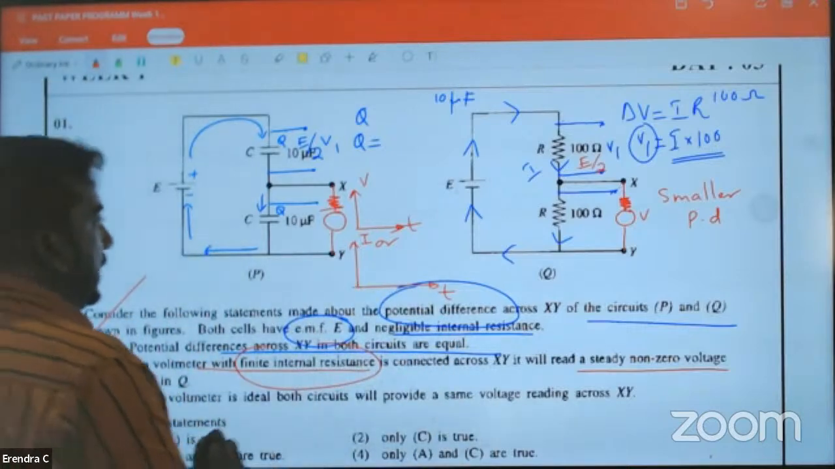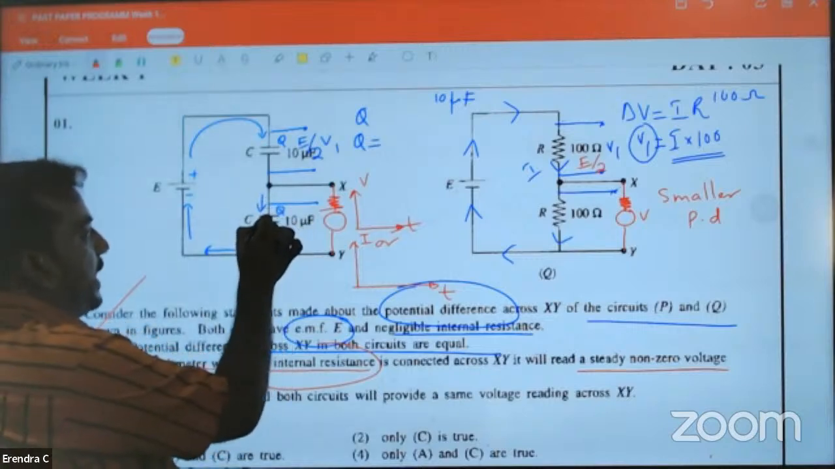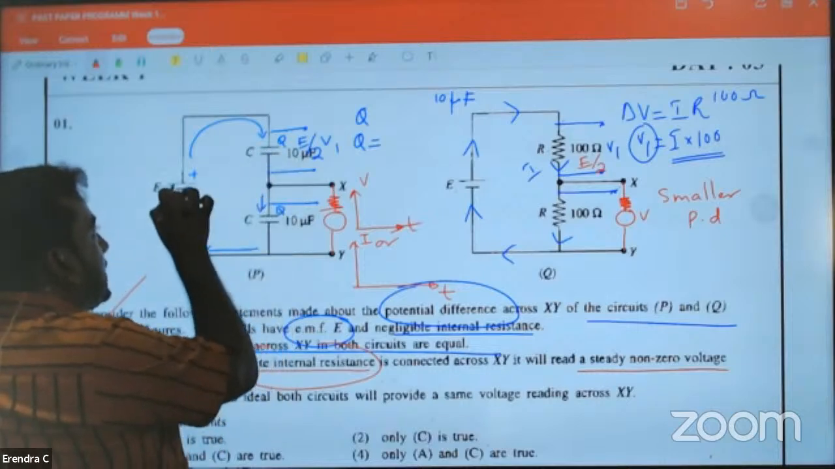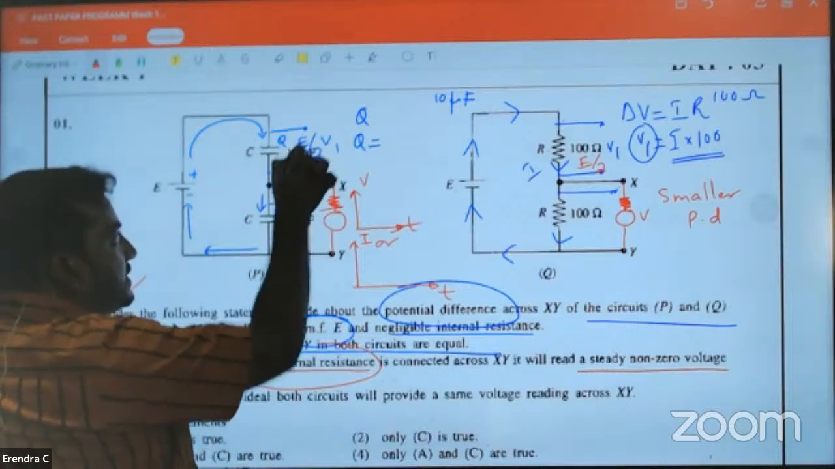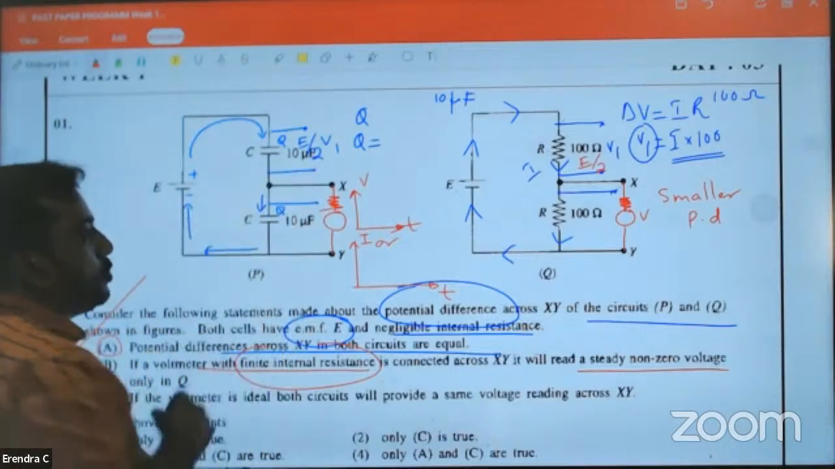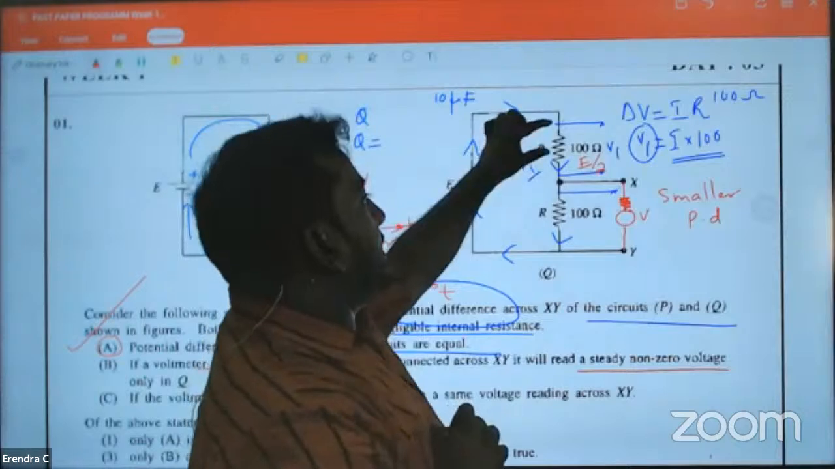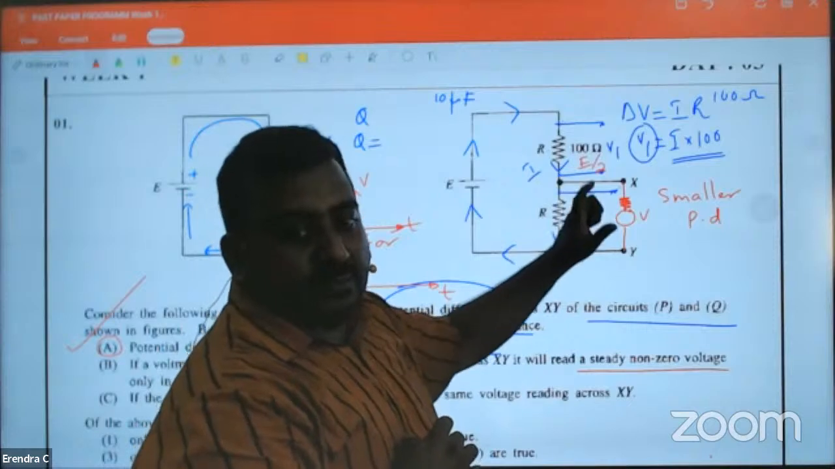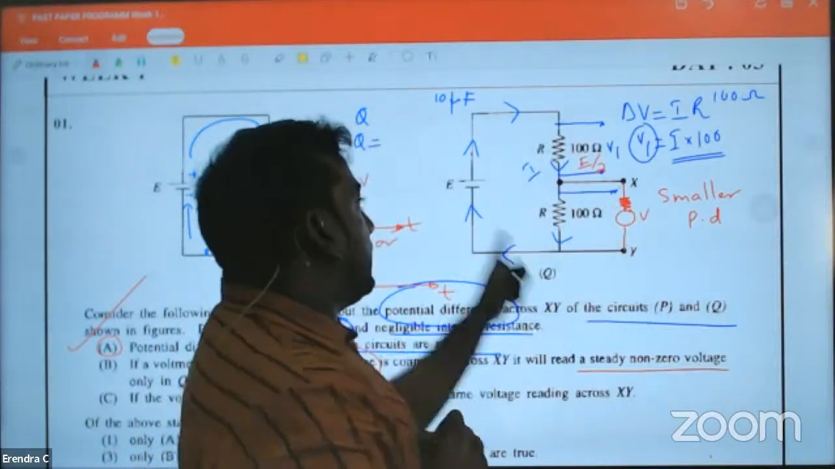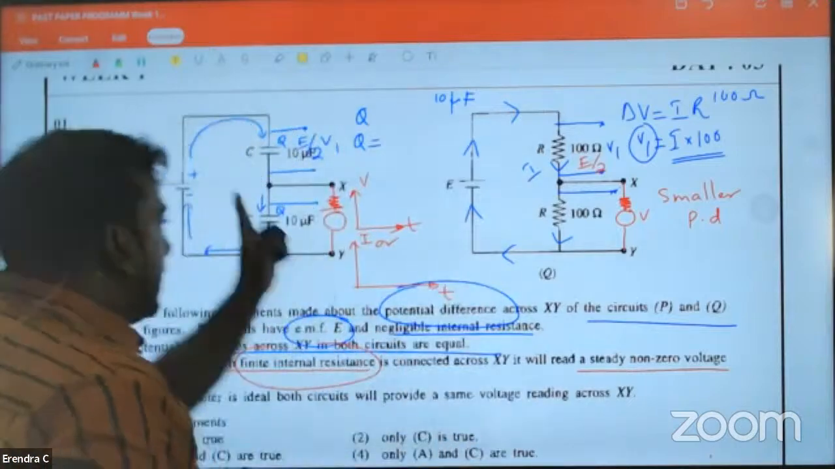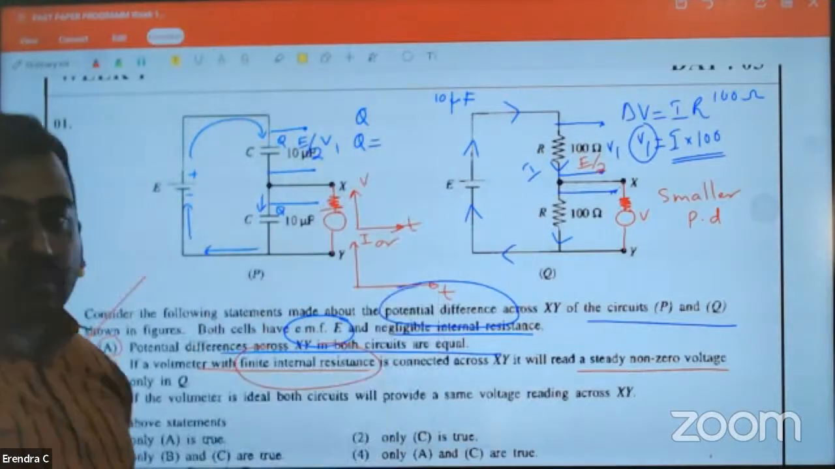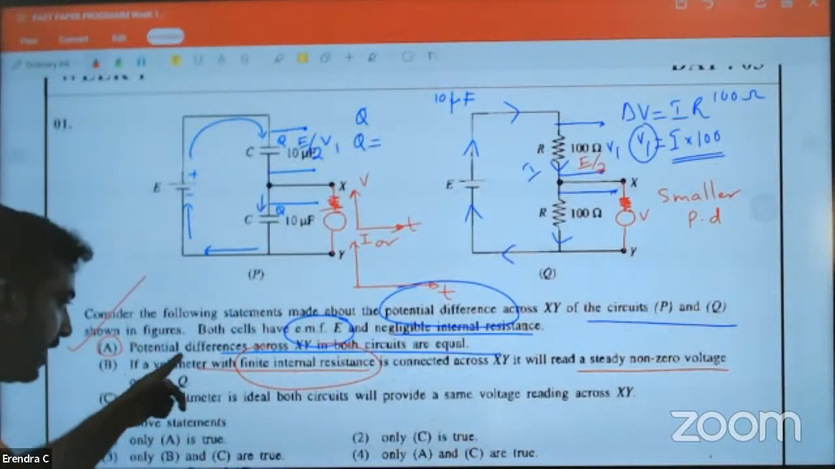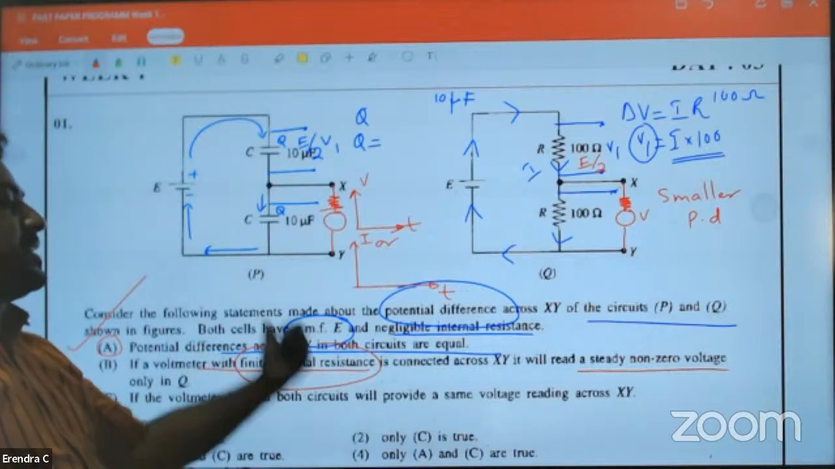Explain again. Divided by 2. Here, same resistors, voltage will be equal. So this is also E over 2. Clear? Right. Statement A is correct. Second one: if the voltmeter with finite internal resistance is connected.